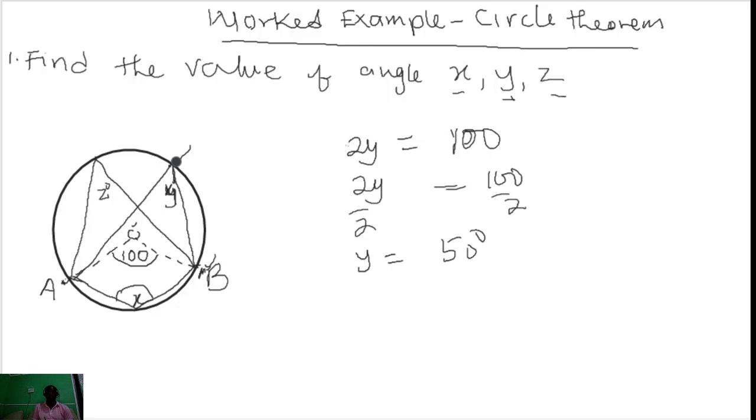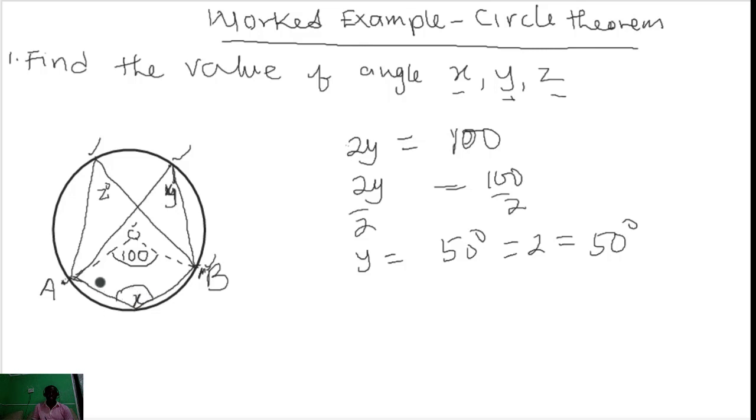Good. So if y is 50 degrees, the same arc that forms y, it is the same arc AB, which forms the angle at z. So therefore z will still be 50 degrees. So we are left with what? X.